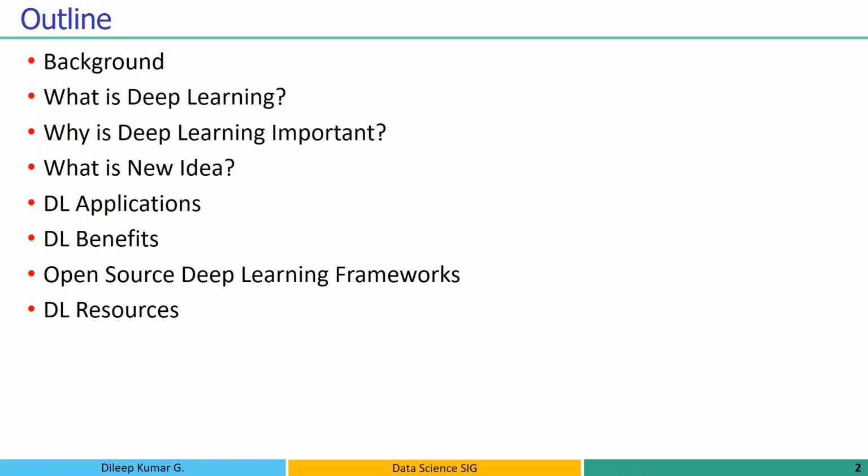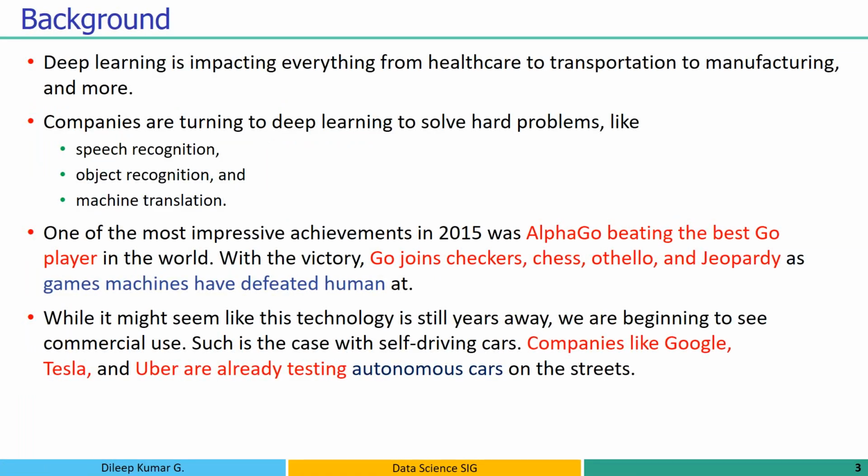So what is the background of deep learning? Today, most of the important problems are solved by deep learning. Deep learning is impacting everywhere, especially in healthcare, transportation, and manufacturing. In these cases, you can apply deep learning. That means, simply said, complex problems are only solved by using deep learning. There is no other technique or mechanism to solve the complex problem. Problems like speech recognition, object recognition, machine translation, in these cases, you can use deep learning.